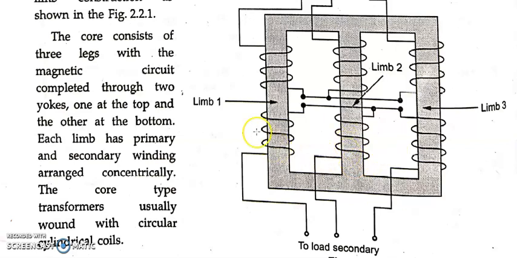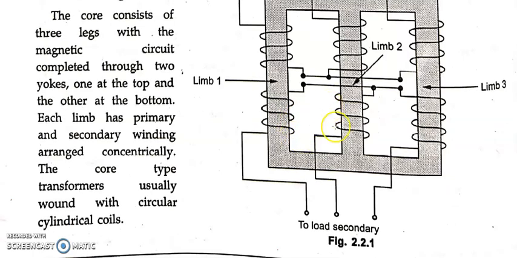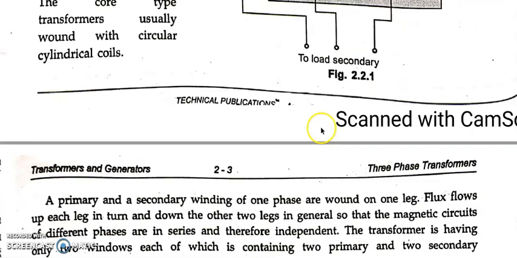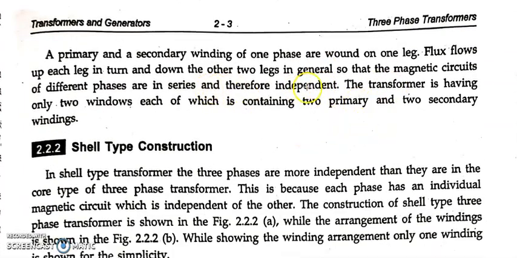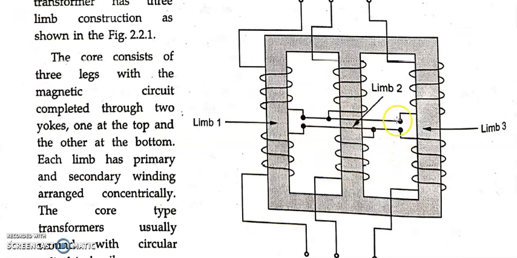Like I told you, it consists of three limbs or three legs which form the magnetic circuit, and these are the yokes. We already discussed yoke and everything in the last class. Again the same thing, all windings are wound cylindrically. Your core type transformer consists of two windows. This is window 1 and this is window 2, and each window contains one primary winding and one secondary winding. Altogether, two windings primary and two windings secondary, that is four.